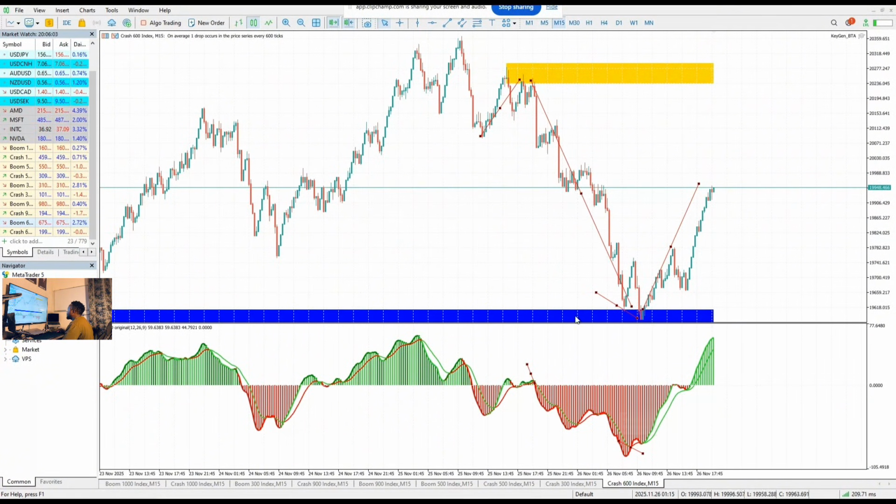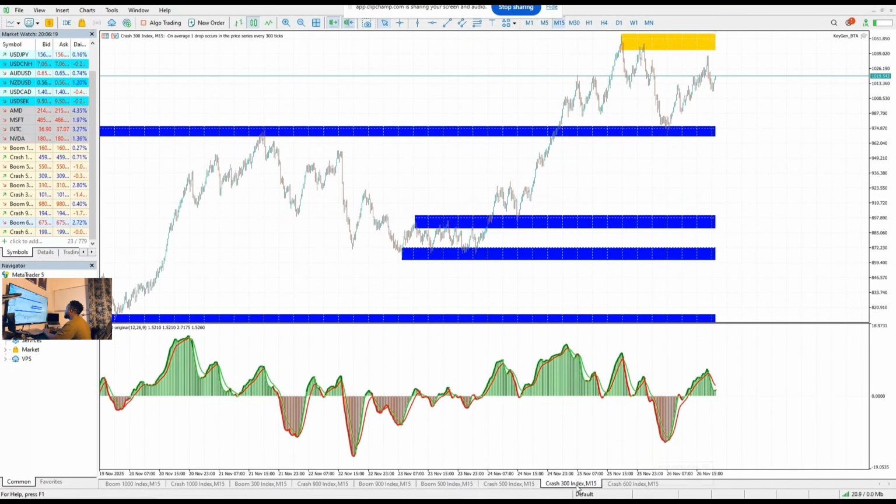And you can see that it will move really much. So with this update, it allows us to have more accurate trades in a more simplified manner if you're just following what I am saying. Let's take a look at another example. This is crash 300. Let's see if we're going to be able to get some trades here.